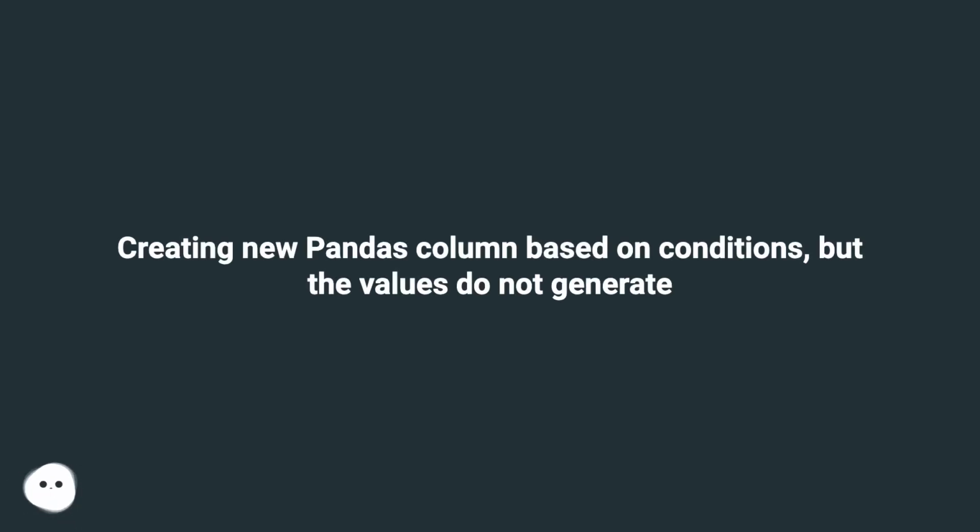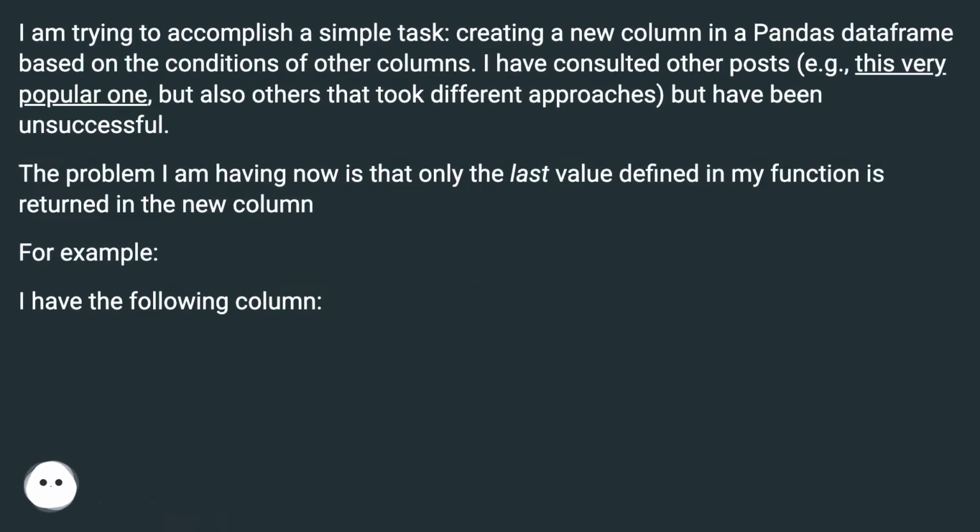Creating new Pandas column based on conditions, but the values do not generate. I am trying to accomplish a simple task, creating a new column in a Pandas data frame based on the conditions of other columns. I have consulted other posts, e.g., this very popular one, but also others that took different approaches, but have been unsuccessful.